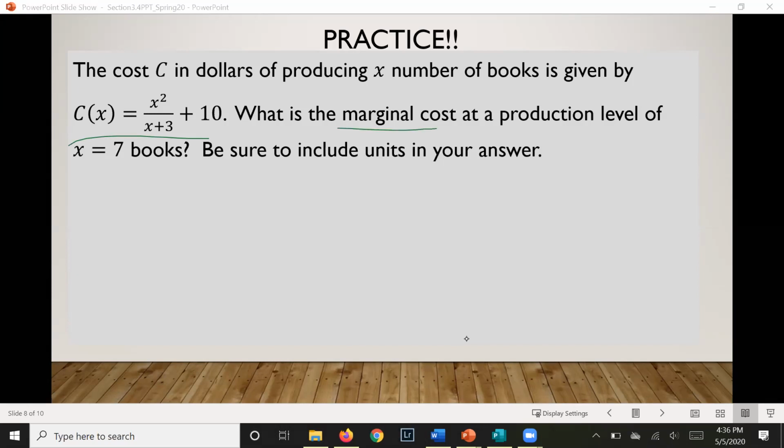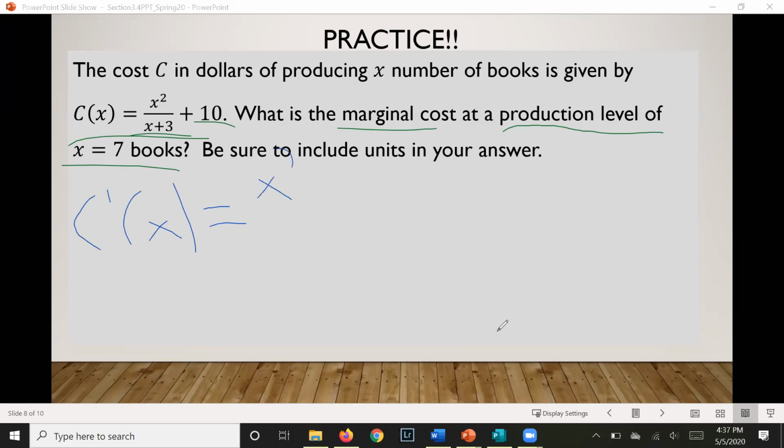Now here we want to find the marginal cost at what's called a production level of X equals 7 books. So basically we want to see what is the rate of change of the cost when we are producing 7 books. So if we're going to do that, first of all, we need to take the derivative. So we need to do C prime of X. And notice we have two pieces here, the X squared over X plus 3 and the 10. That X squared over X plus 3, we have two functions being divided there, which tells us we use our quotient rule on that one.